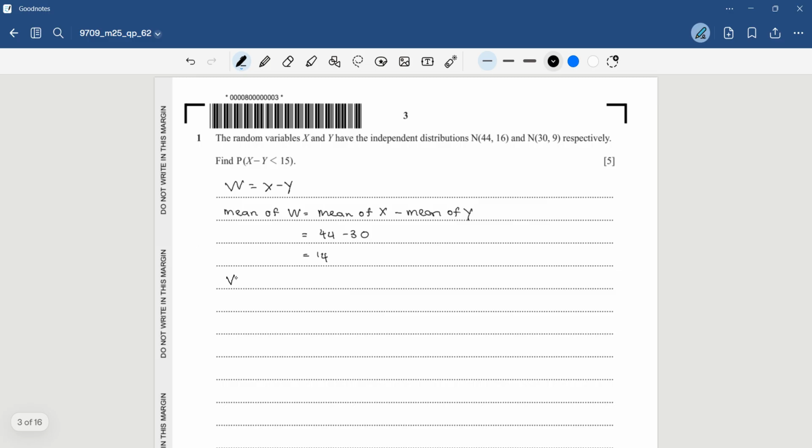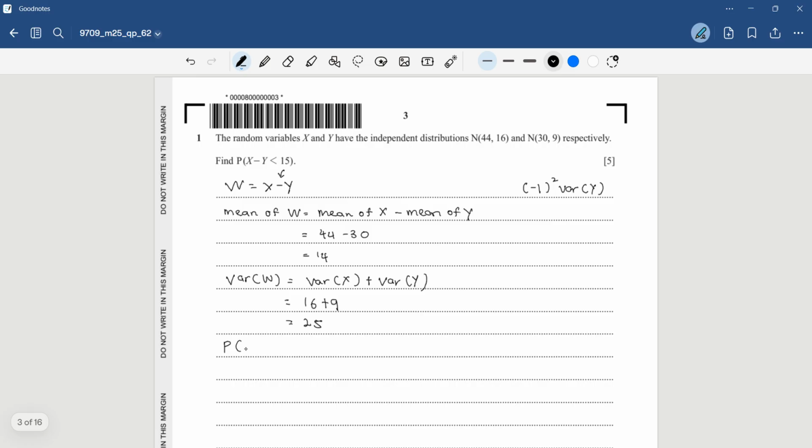Whereas the variance of W will be the variance of X plus the variance of Y. Please take note that even though here is negative, when we use variance we use plus, because if you still remember, it will be negative 1 squared times the variance of Y. It should be this way for variance. Therefore it will be positive. So it's going to be 16 plus 9, which is 25.